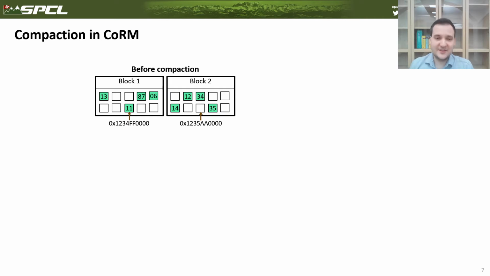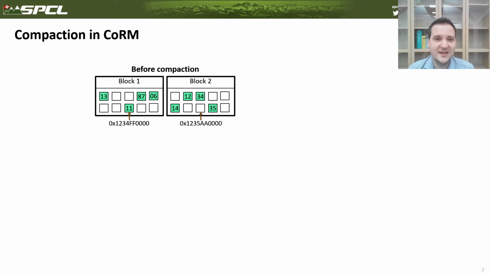I will not explain all the details of our memory compaction strategy, so I'd like to invite you to read the paper, and here I'd like just to give you a brief intuition on our compaction strategy. Our compaction strategy defines blocks of the same type. By the same type, we mean that they store objects of the same size, and the blocks store the same number of objects. In this particular case, we have two blocks which store 10 objects.